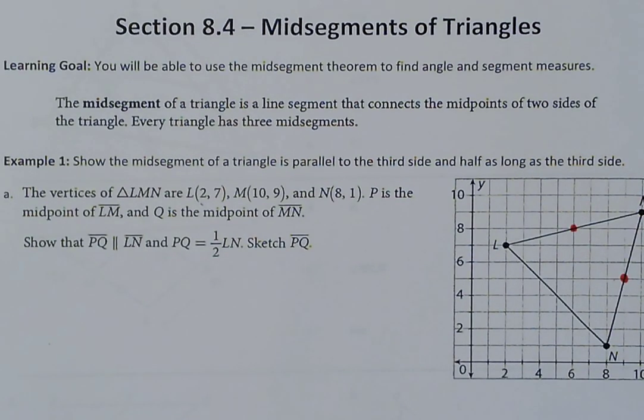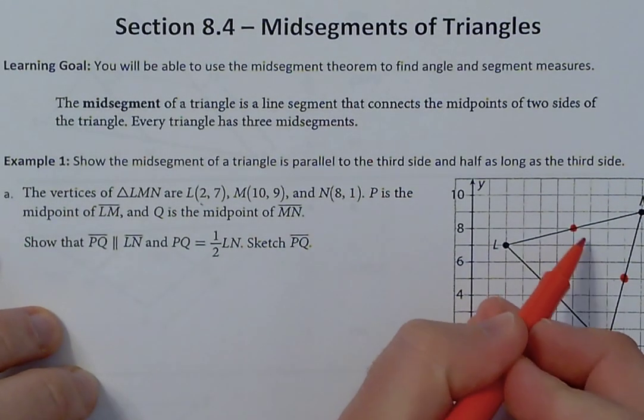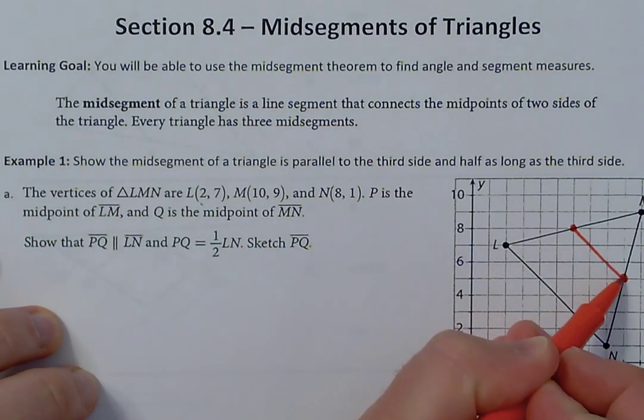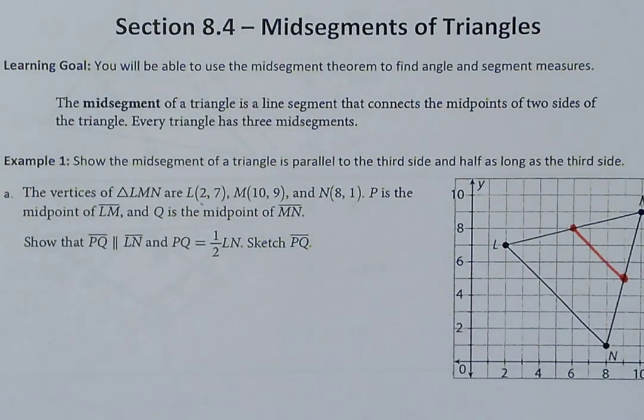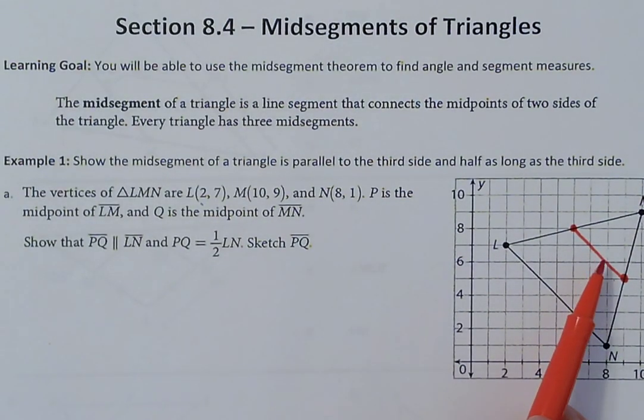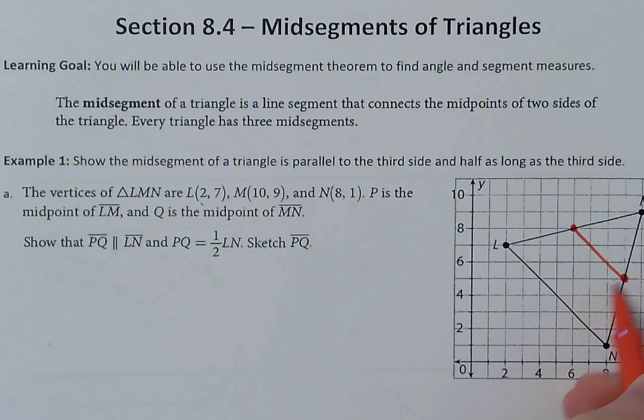The midsegment is going to be the line segment that connects those two points. So this red line is called the midsegment of this triangle. Now, every triangle has three midsegments because I could find the midpoint of this line to be here and draw a line there and draw a line there. So that is what a midsegment is.